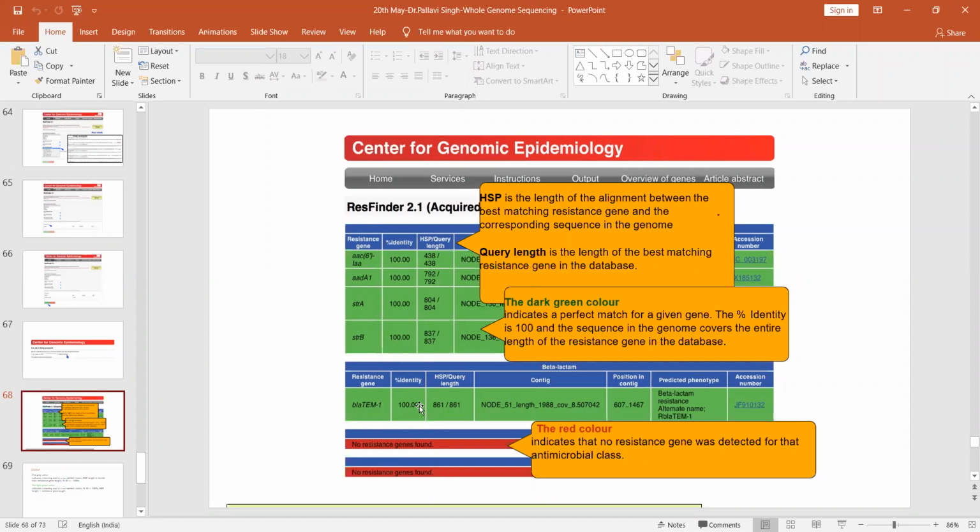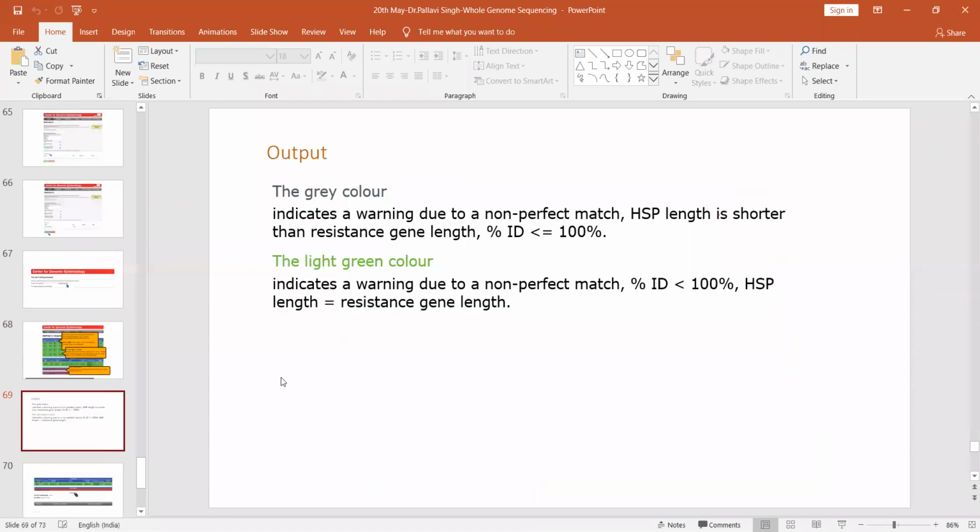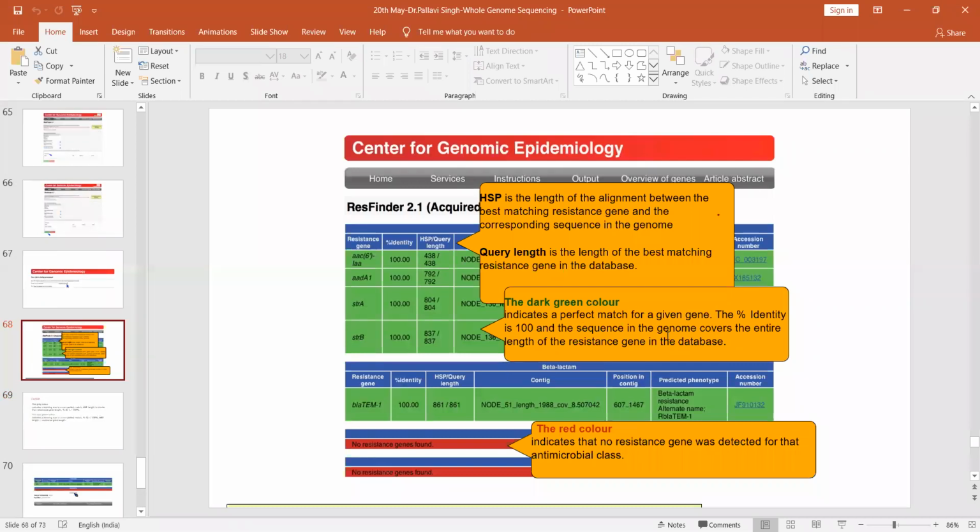क्योंकि आपने 14 antibiotics select करी थी और 14 के against आप resistance gene देखे थे, so it is showing that only 5 resistance genes are there. So the remaining 9 are not there in the organism. So you can detect from this database what antibiotic is going to be effective against my query. And as you can see, dark green color tells the best match and 100% identity. Red color tells no resistance gene.